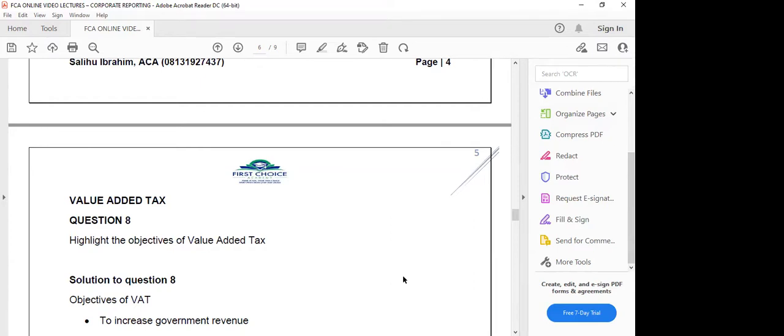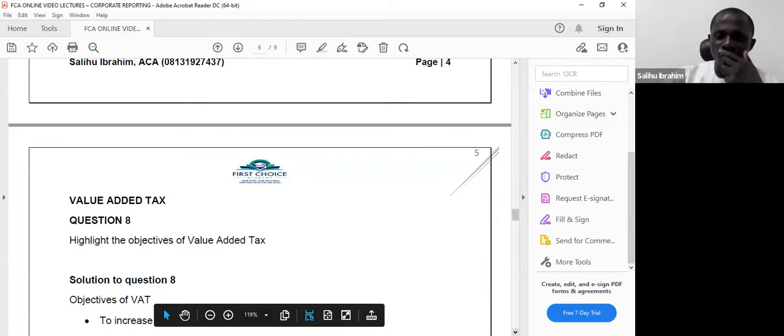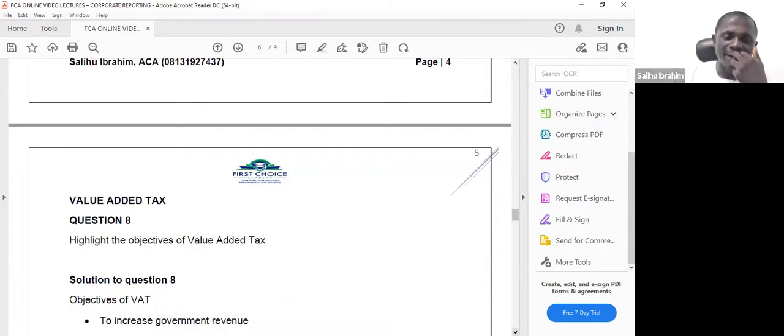Okay. So let's move to value-added tax. Question 8: highlight the objective of value-added tax. By the way, what do we mean by value-added tax? Value-added tax is a form of indirect tax that taxpayers pay. And by nature, value-added tax is a multi-stage tax.